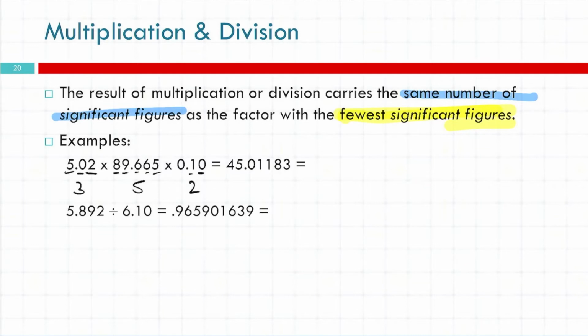Sometimes this is going to feel really weird, because you're going to get a number like 45.01183, and you'll be like, how can it be right that I'm rounding this to 45?